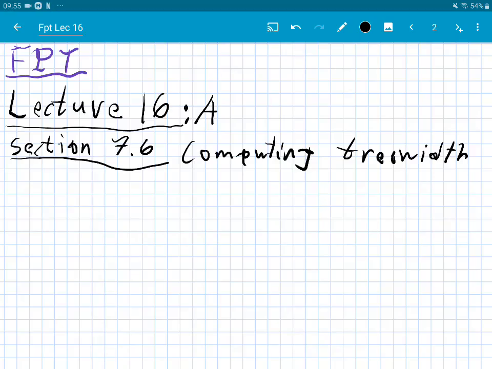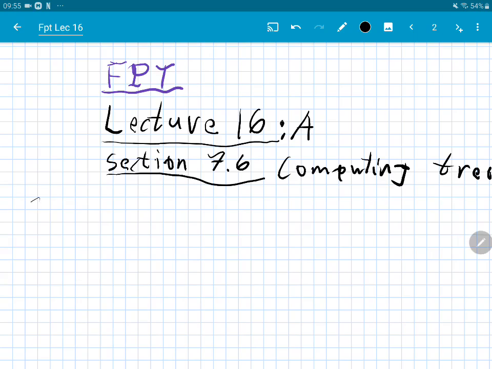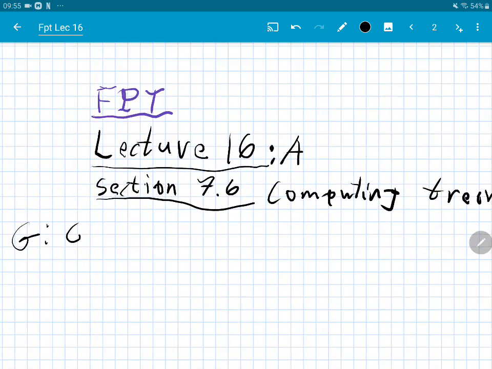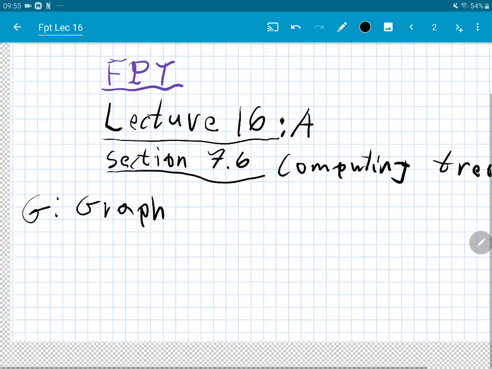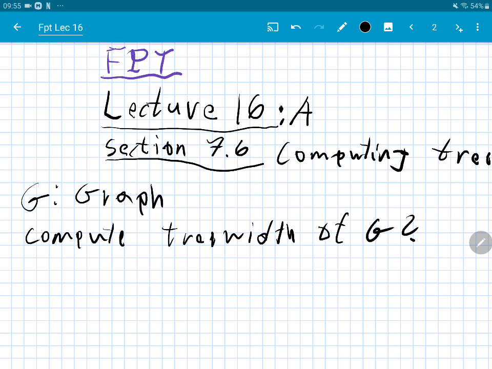Okay, so this is lecture 16, first part, and today we're going to talk about how to compute treewidth. So I give you a graph G, and we would like to compute the treewidth of G. Of course, we don't really want only to compute the treewidth, we also would like to compute the decomposition, right? Unfortunately, this problem is NP hard.